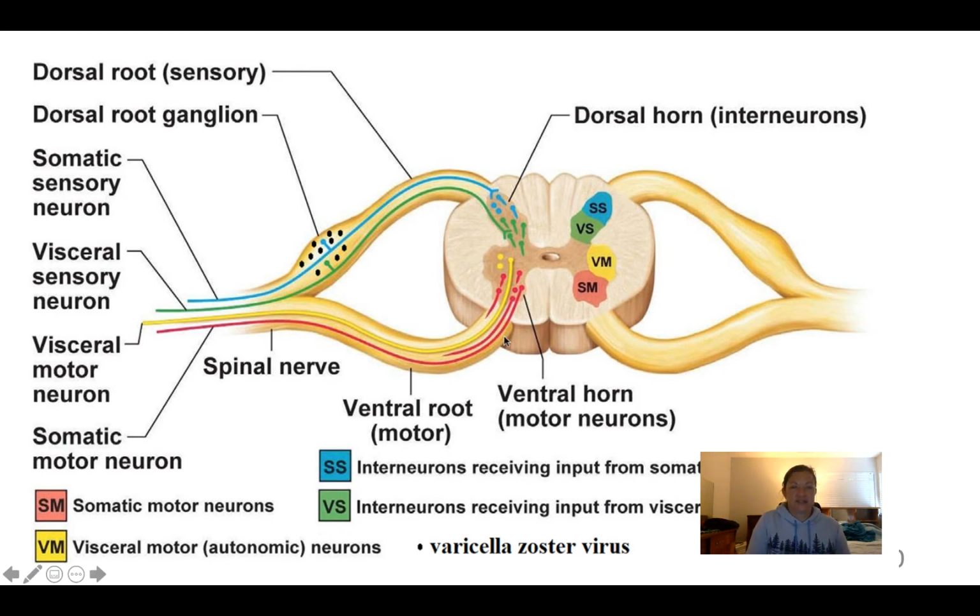And the virus is somehow activated. And because it resides in one or more dorsal root ganglia, you typically get shingles in the skin of one or more dermatomes, adjacent dermatomes, on one side of the body only. And so it's a weird, weird little virus.